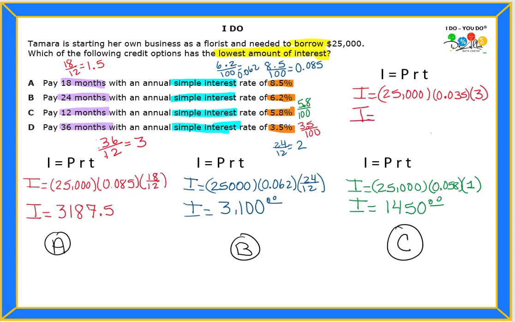Okay, so let's put that in the calculator, please. And you get $2,625. So it looks like letter C is the best choice, because it's under $2,000. Very good. So the answer will be letter C with $1,450 in interest for Tamara. Very good.